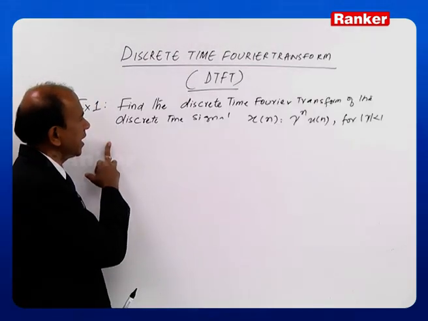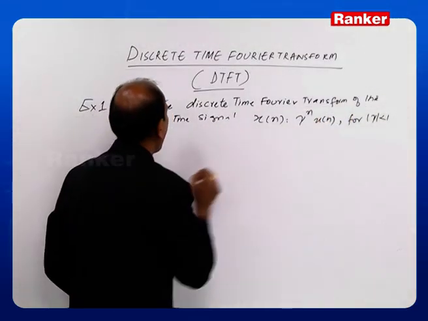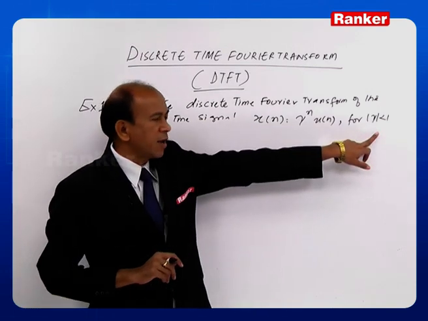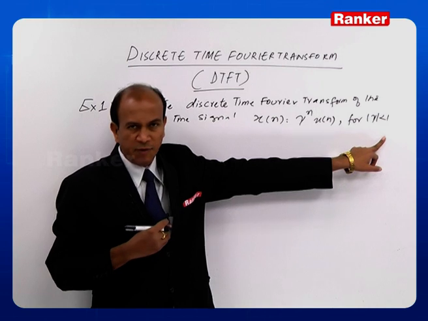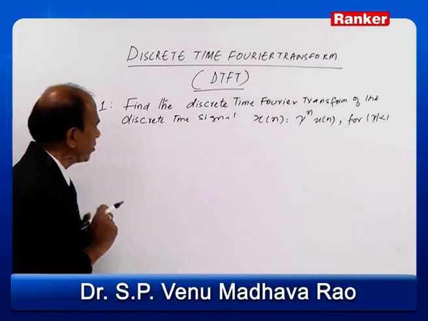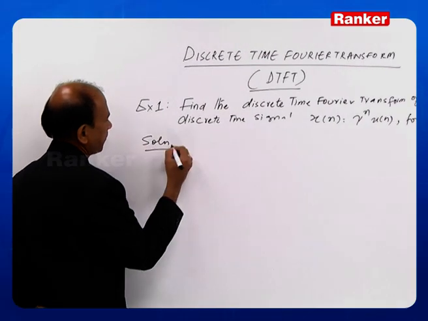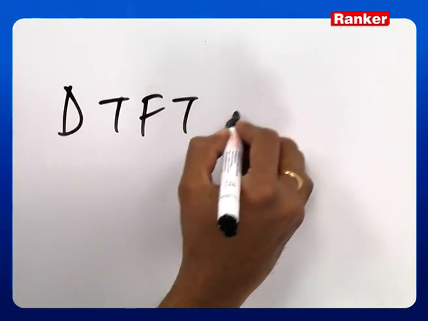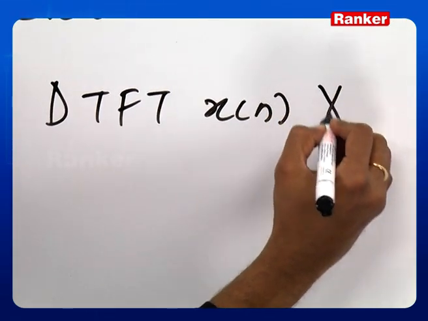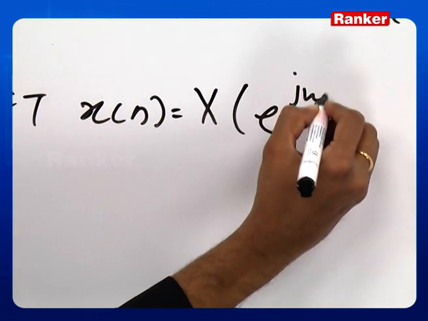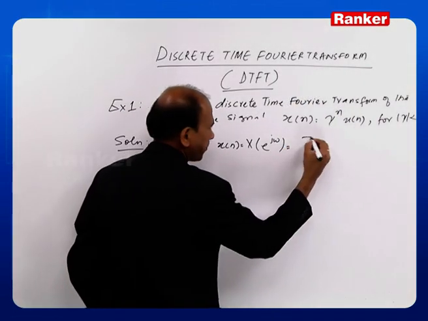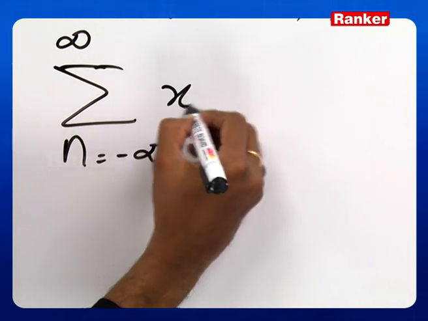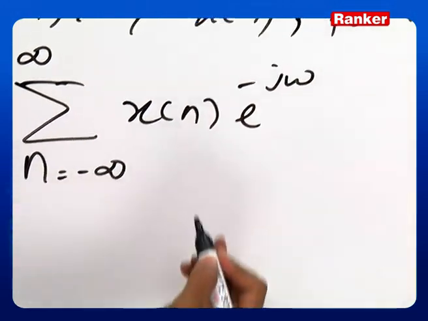So, what does this example say? It says find the discrete time Fourier transform of a discrete time signal given as gamma to the power of n, u of n, and also given is that the magnitude of gamma is less than 1. So, let us put this and then let us try to solve this problem. The solution. First of all, the DTFT of x of n is X of e to the power of j omega and is given by summation n is equal to minus infinity to infinity x of n e to the power of minus j omega n.